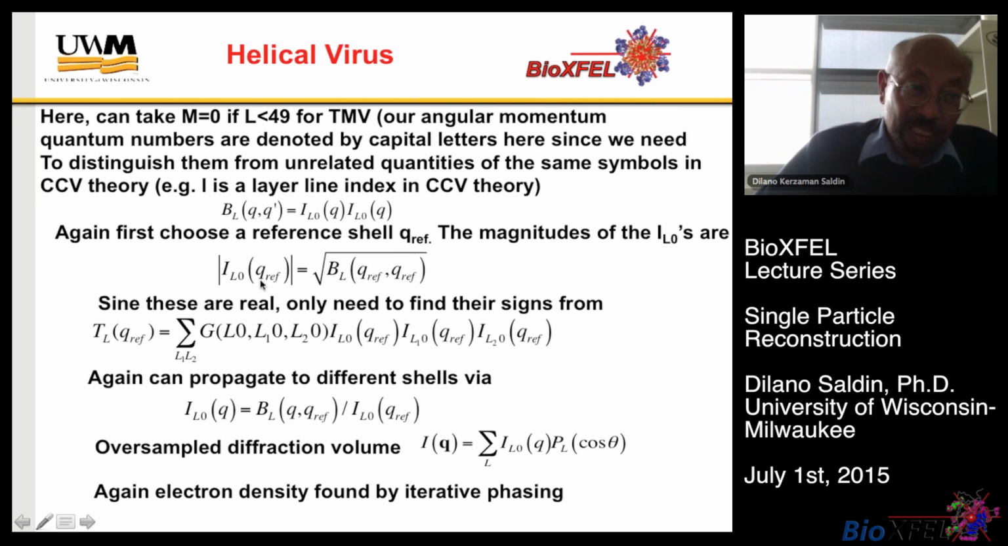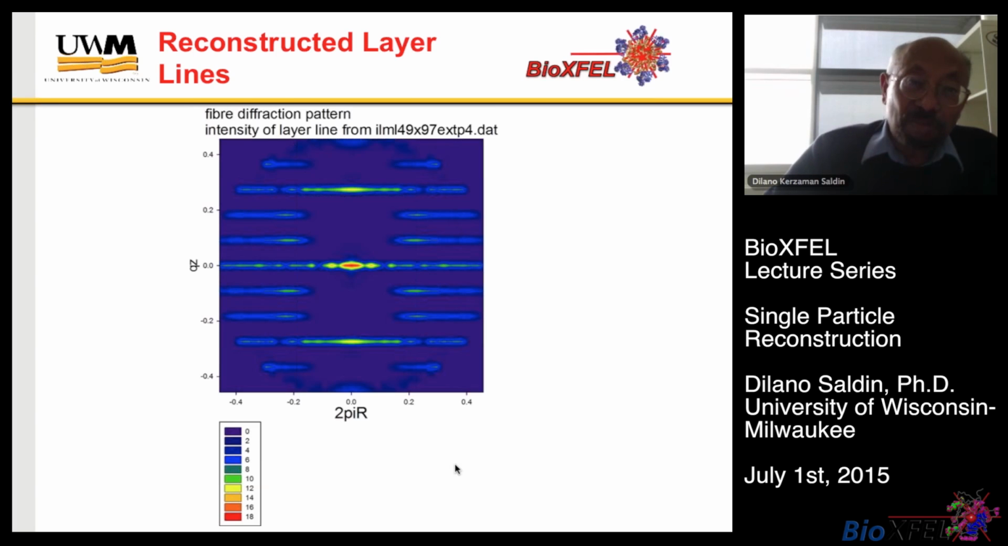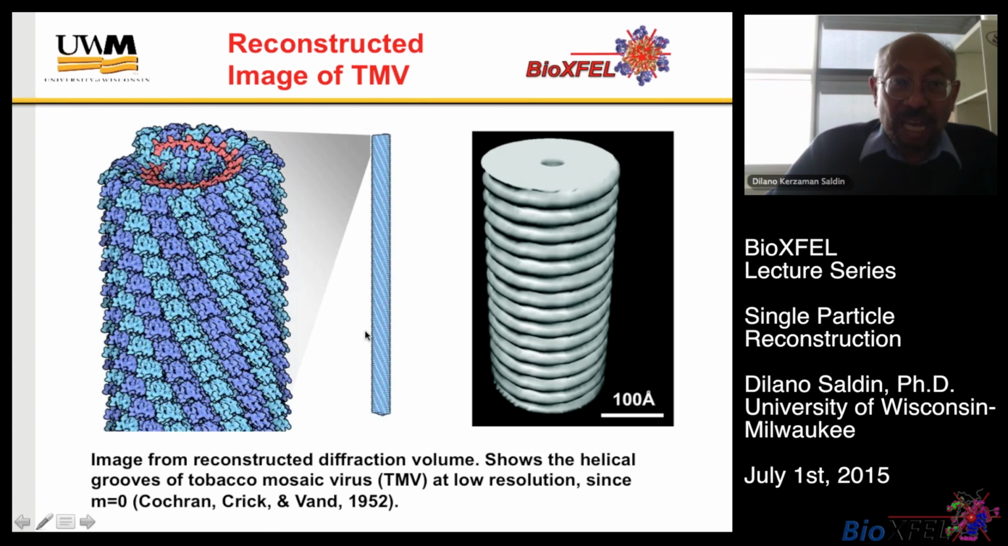Again, having found the spherical harmonic expansion coefficients for a particular reference shell, we propagate to a different shell by using the pair correlations, and then we construct an oversampled diffraction volume. Again, when we do that, we get what looks like a fiber diffraction pattern with a set of layer lines. Due to the fact that a fiber is oriented this way, it will have a periodicity along this direction. And what is more, we can take the diffraction volume and apply a phasing algorithm, and we get something that looks like this. I admit this is still a low resolution image, but we are working on improving the resolution.